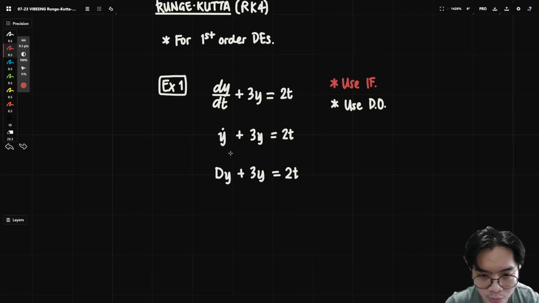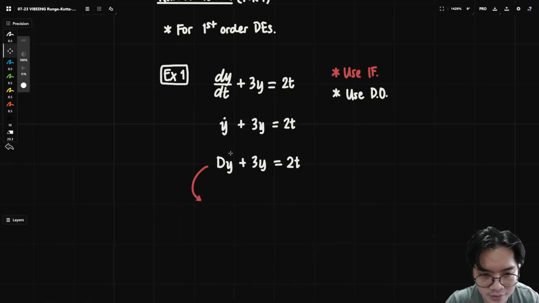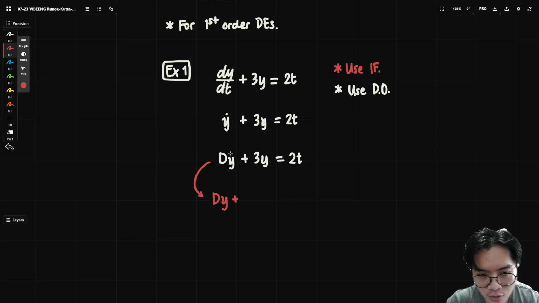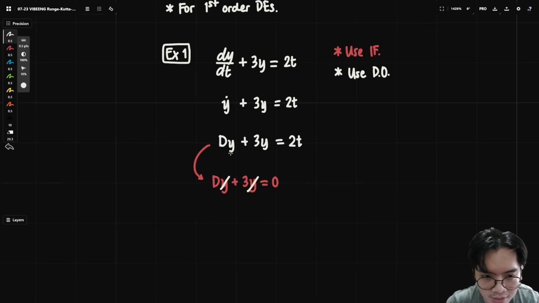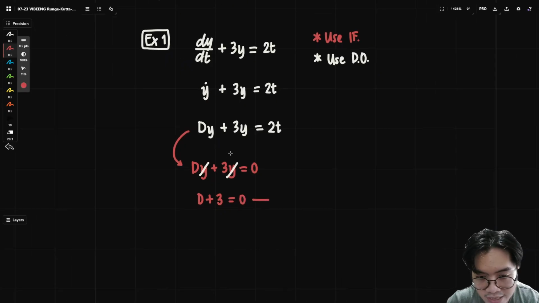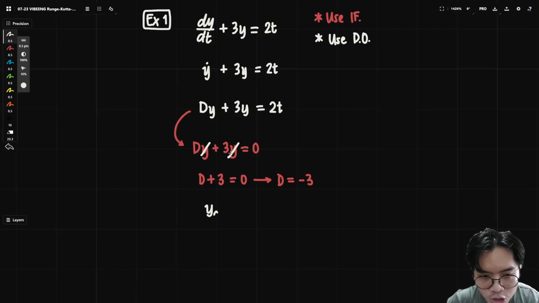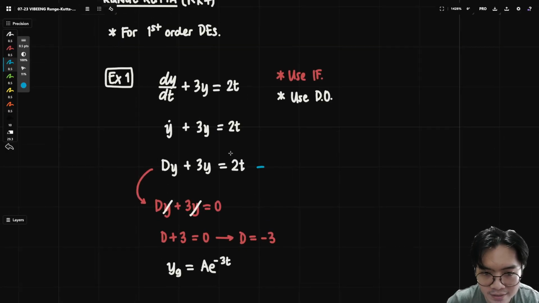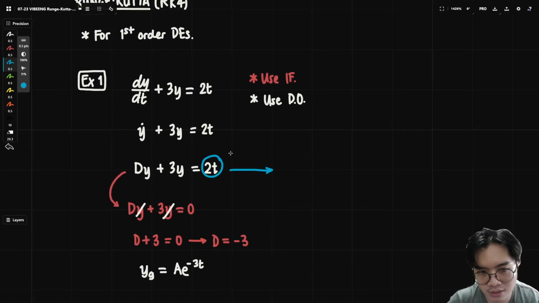Right? What we'll do first is assume that this is indeed homogeneous. Dy plus 3y is equal to 0. You cancel out all of the y's. You will get d plus 3 is equal to 0. Meaning that your d is equal to negative 3. Meaning your current general solution will be ae raised to negative 3t. Okay? That is our current solution. And what we will do now is find our complementary solution based on this.